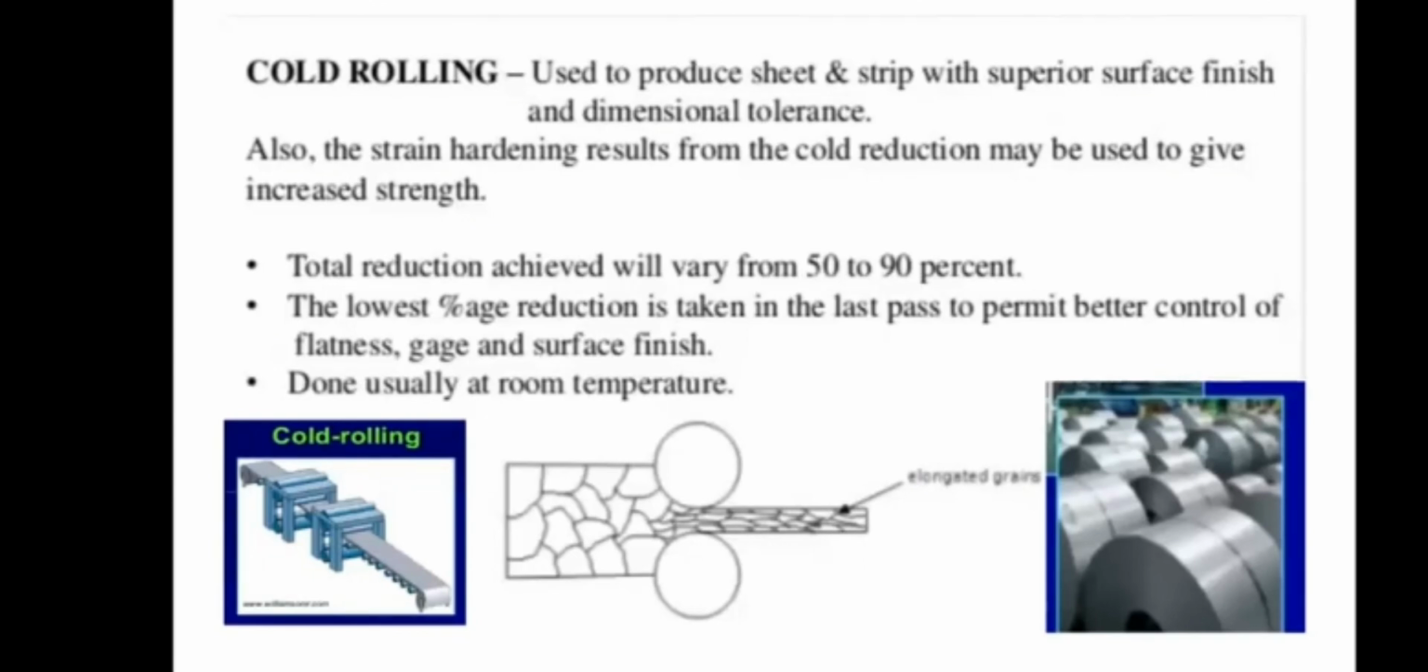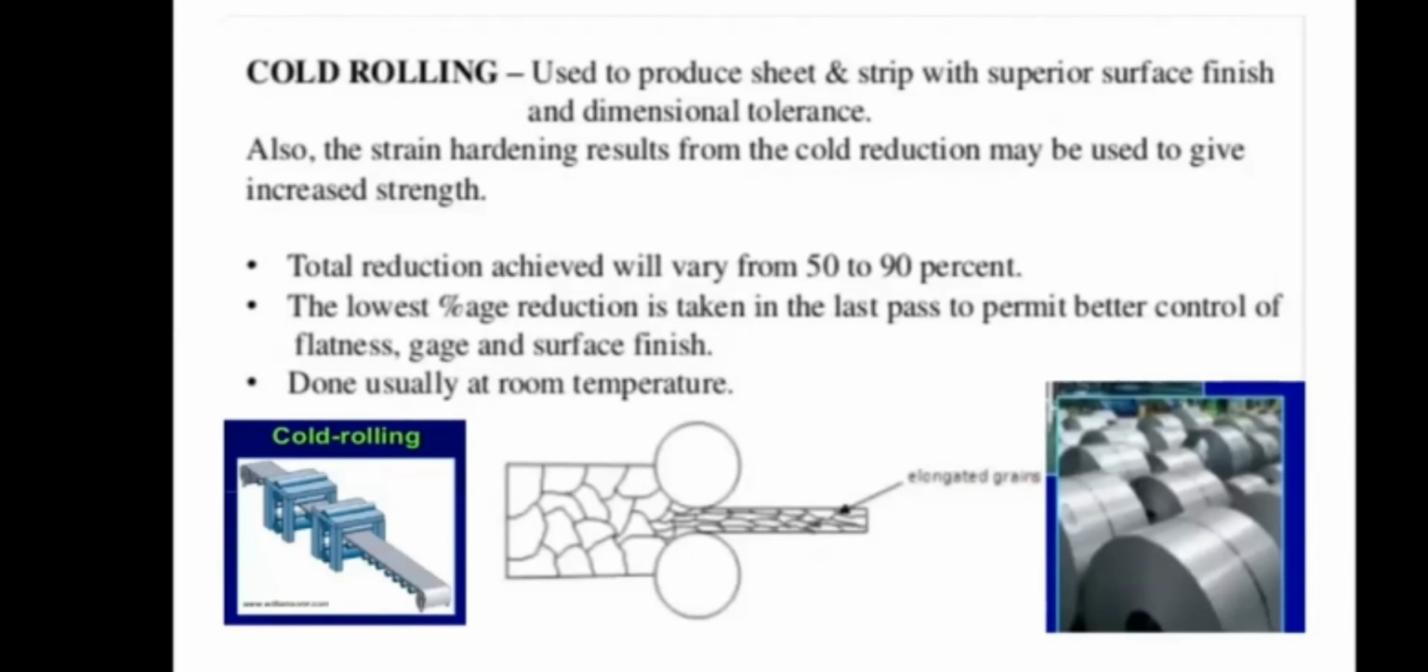Also, the strain hardening resulting from cold rolling increases the strength. So the hardness will be induced in the material. When the material is brittle, the strength is also high. Brittle material has high strength compared to ductile material, but without any indication, it will fail. So because of induced brittleness, the strength of the component will increase.